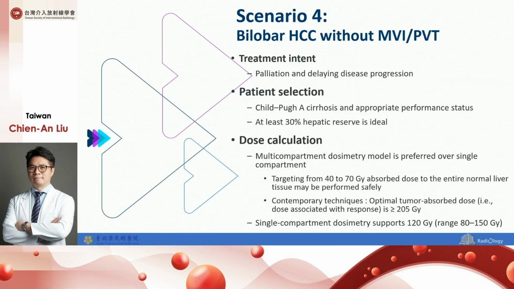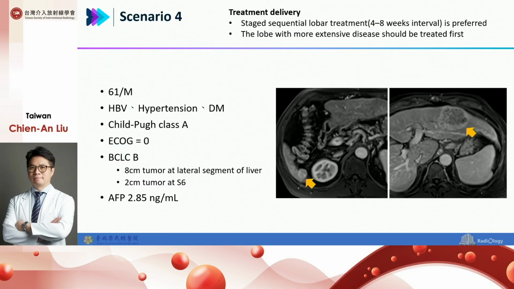Scenario 4 is the bilobar HCC without microvascular invasion. For bilobar disease, we always start by thinking about palliation rather than cure. Because it's bilobar, you don't need to target, and with the palliative intent, you don't need to use a very high dose to the tumor, but you need to limit your dose to the normal liver parenchyma, to among 40 to 70 gray absorbed dose to the entire normal liver.